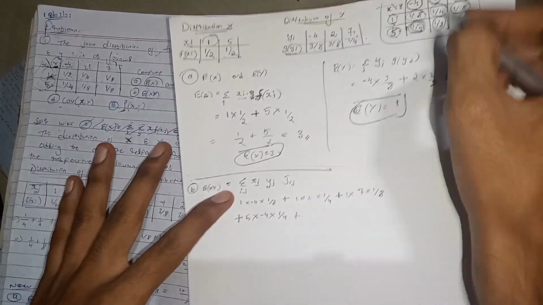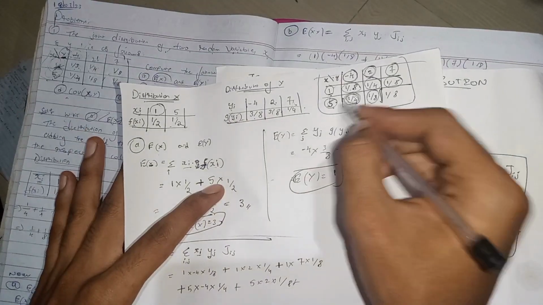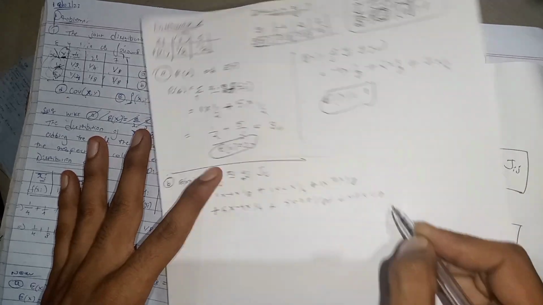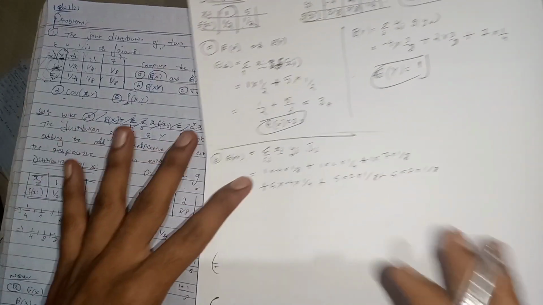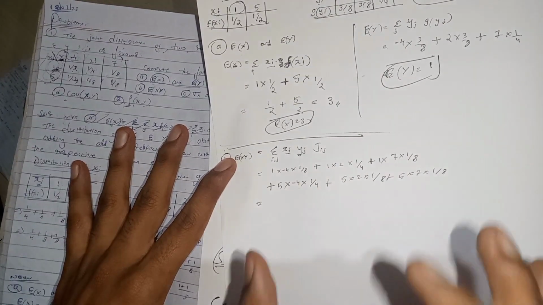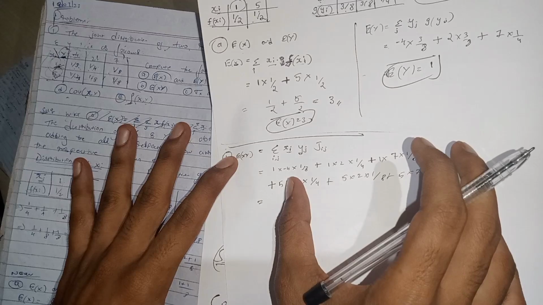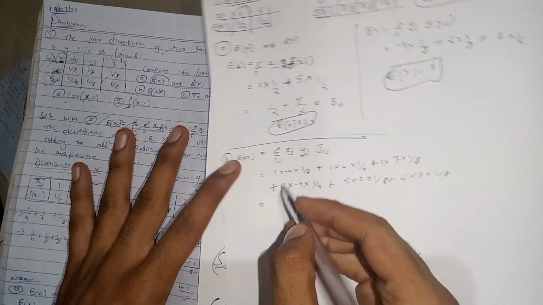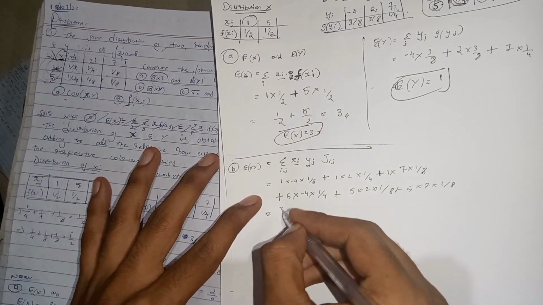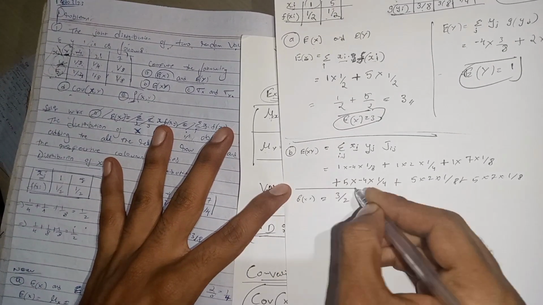That means 5 into 2 into 1 by 8, plus again, same, 5 into 7 into 1 by 8. Okay, so now it's clear. If you solve this, I guess this is a very basic thing; you just put it in your calculator and you'll get the accurate answer. So I got this answer as 3 by 2. E of xy, you can verify this.